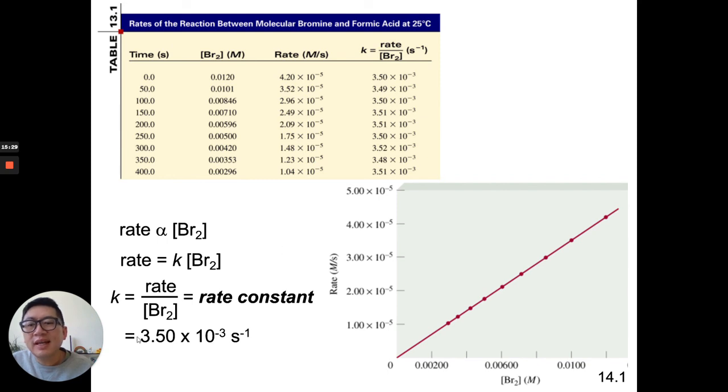So this k does depend on temperature, but let's assume, as it states here, 25 degrees Celsius. At 25 degrees Celsius, the rate of this reaction is equal to that number k, 3.5 times 10 to the minus 3, times the bromine concentration. The higher the bromine concentration, the higher the rate. The lower the bromine concentration, the lower the rate.